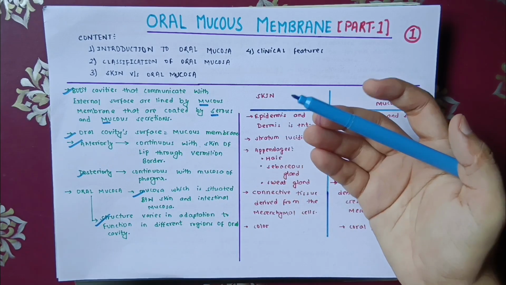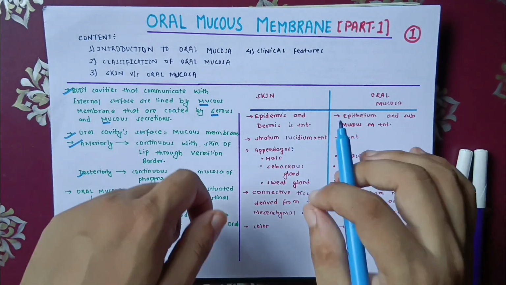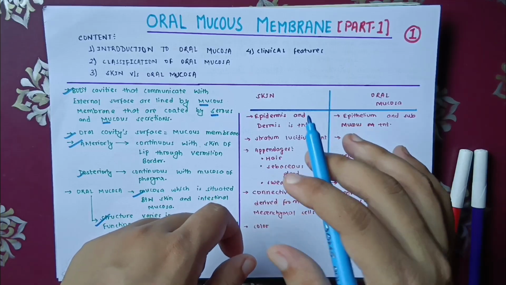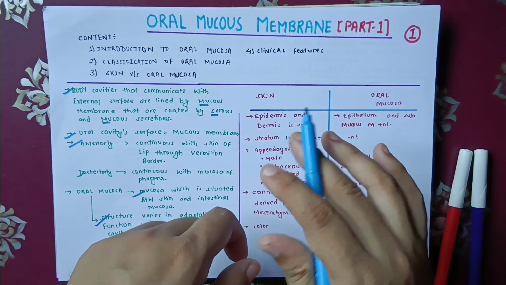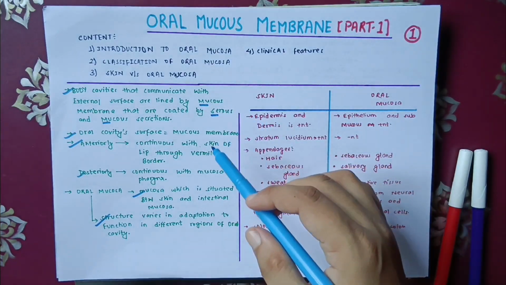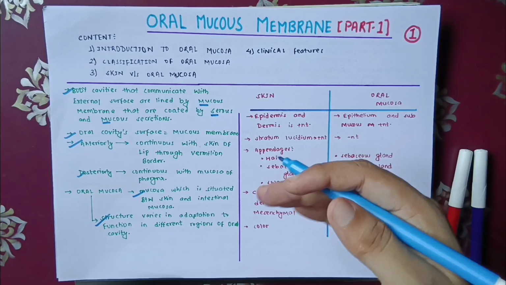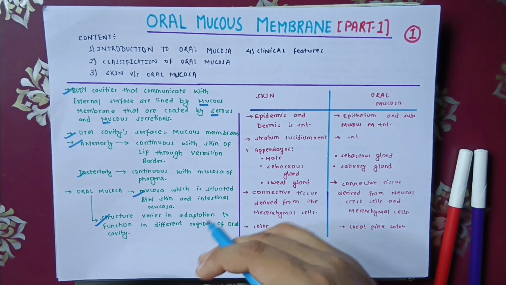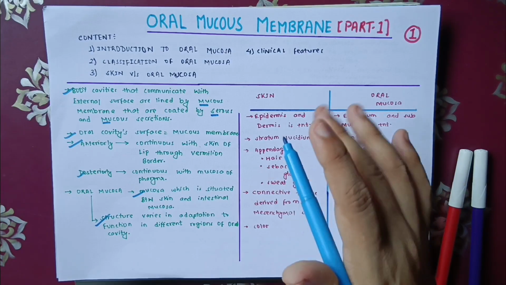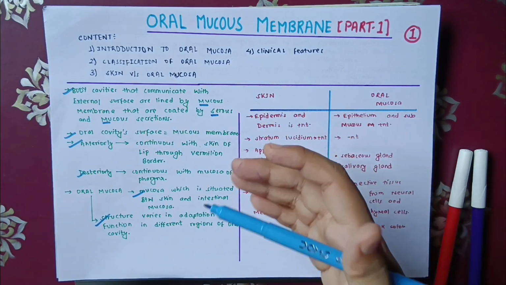So in the introduction portion, you just have to know that the oral mucous membrane or oral mucosa is that surface portion of the oral cavity that is present between the skin and the intestinal mucosa. As the oral cavity is present between the skin and the intestinal mucosa, the surface lining it is the oral mucosa. Mucosa means the lining of any surface, so the oral mucosa is the lining of the oral cavity.